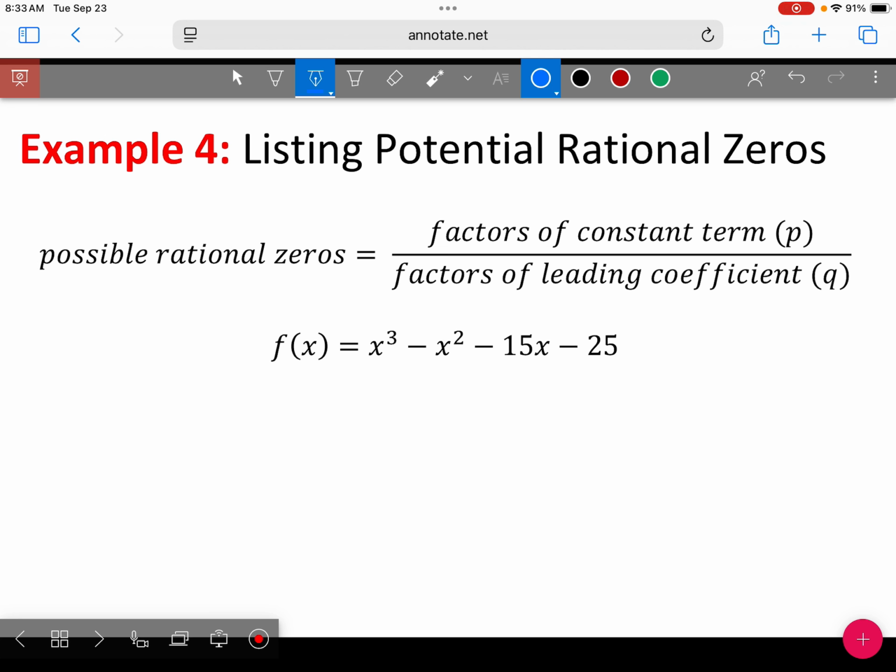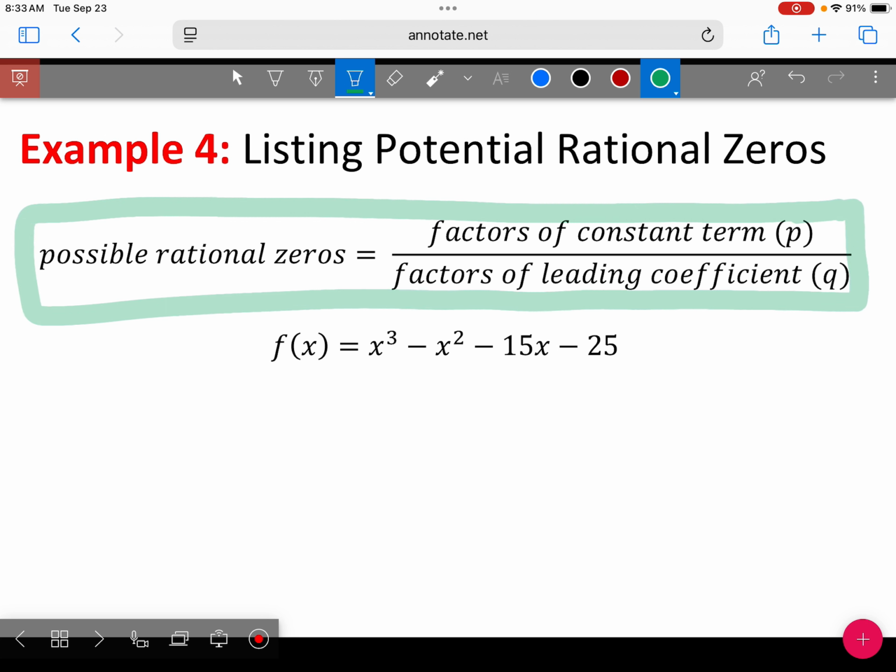So go ahead and write this down. Just this part is really important. It's the P over Q test, which means that the possibilities, this doesn't mean that they are, but my possibilities, are all of the factors of my constant divided by all of the factors of the leading coefficient. So my constant, we call that P, the leading coefficient Q. So it's the P over Q test.